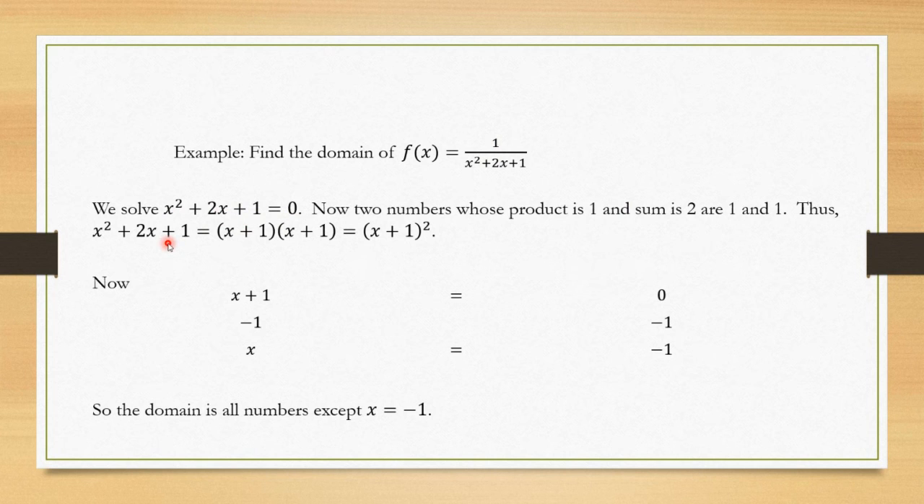So in other words, this is equal to x plus 1 times x plus 1, which is x plus 1 squared. So the only way this could be 0 is if this is 0. So what we do is we solve x plus 1 equal to 0. And that's not so bad. You just subtract 1 from each side, you get x is negative 1. So the domain of this is all x except negative 1.